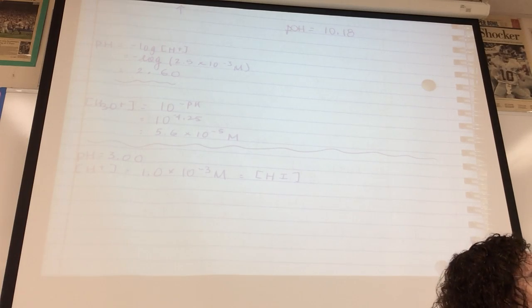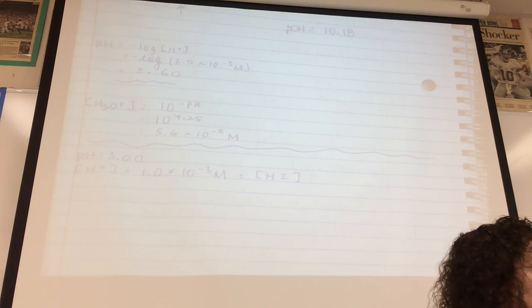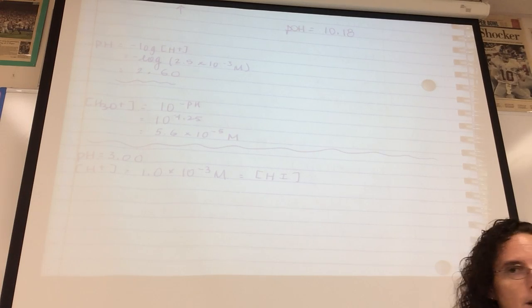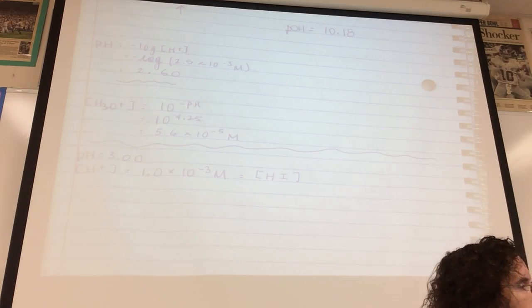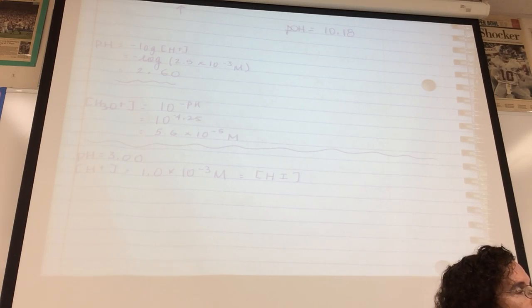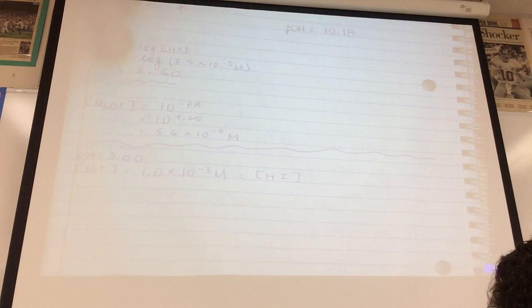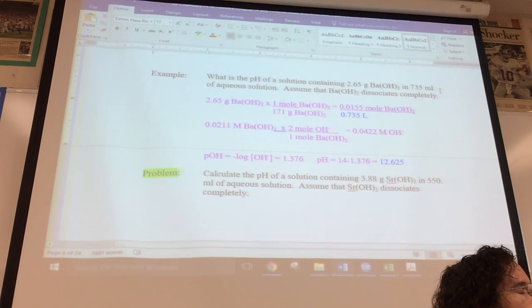All right. This problem, basically all of this is the same thing, just combining different things you learned from honors. I'll walk you through this example and we'll give the next one a shot. It says, what is the pH of a solution containing 2.65 grams of barium hydroxide in 735 mL of aqueous solution? Assume that barium hydroxide dissociates completely.